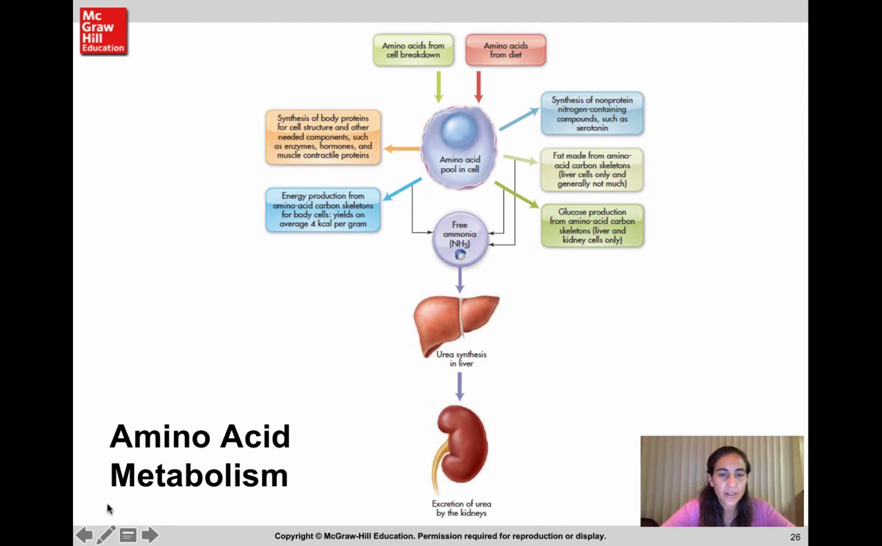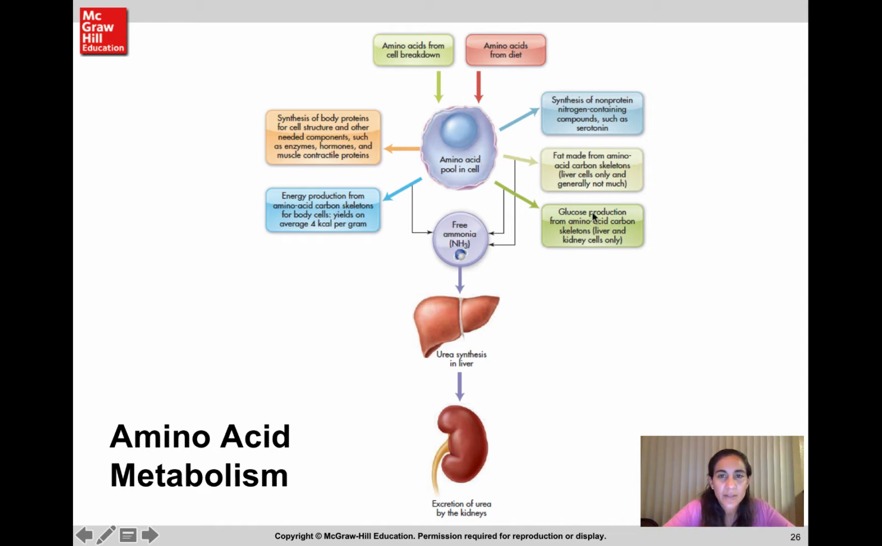Here's another diagram outlining the metabolism of amino acids. So essentially what's happening when we consume amino acids, what are the fates of amino acids, and then how are they excreted. So we can see that our amino acid pool comes from the amino acids that we consume from our diet and the amino acids that become available from cell breakdown. So those are the amino acids within this amino acid pool.